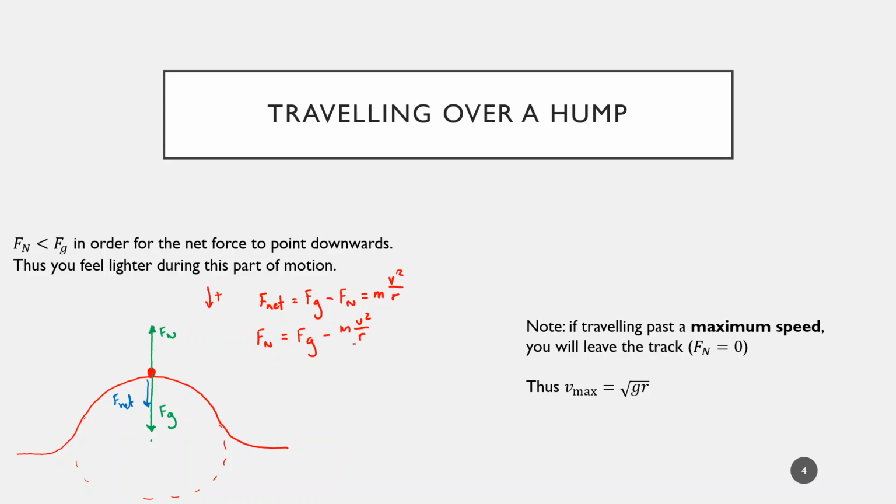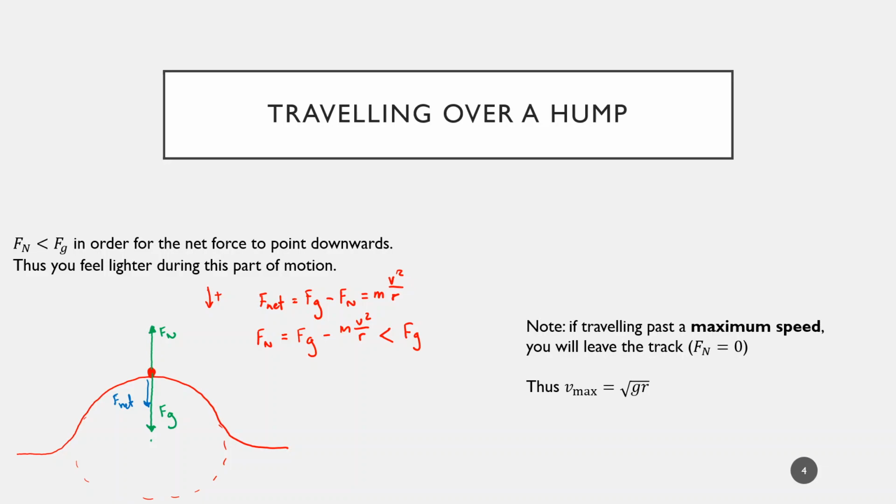And you'll notice that because you're subtracting a quantity from the gravitational force, overall the normal force is less than Fg. So again, if you've ever been in this kind of situation, you might recognize that you feel lighter at the top of a hill like that. And the reason, just like you feel heavier at the bottom of a dip, is because the normal force is less than what you're used to experiencing the normal force being.